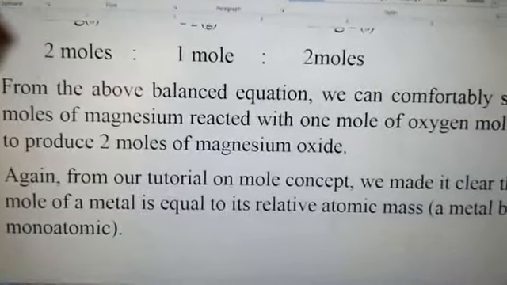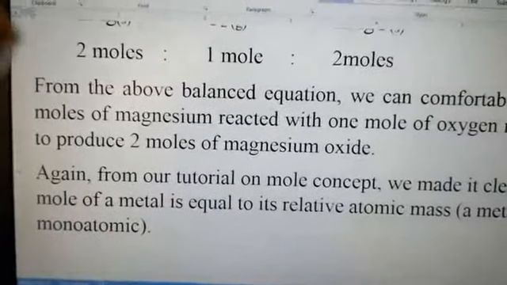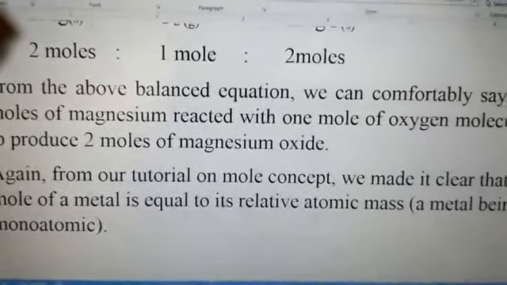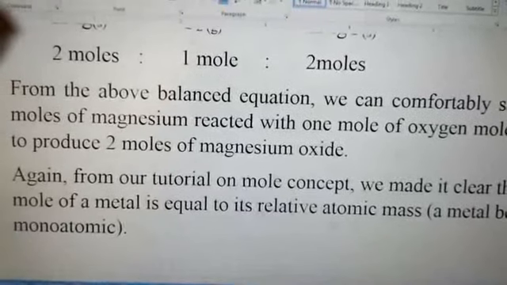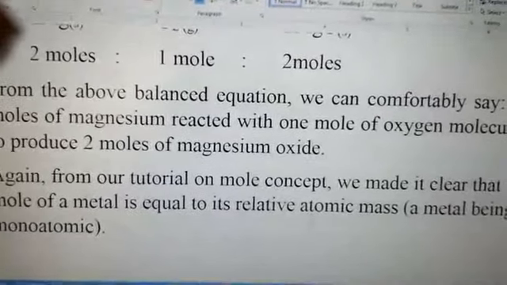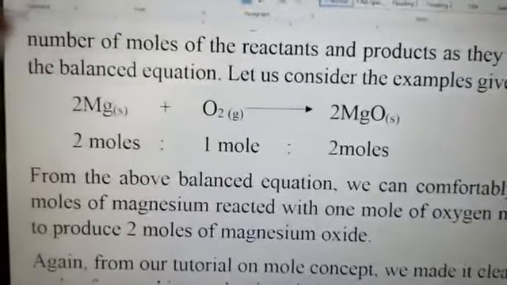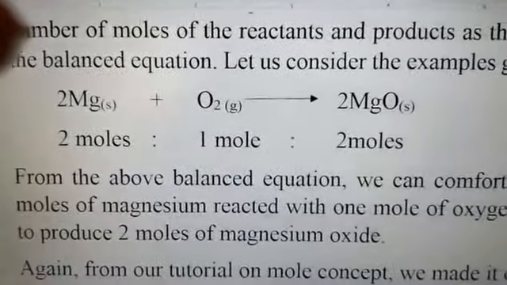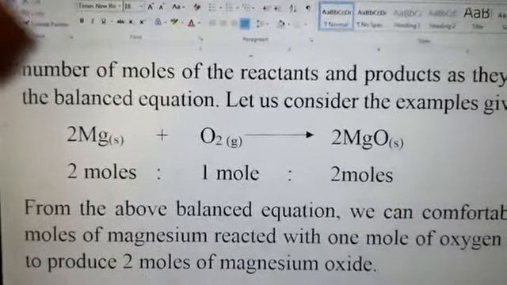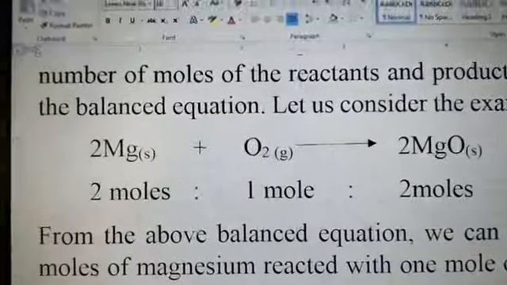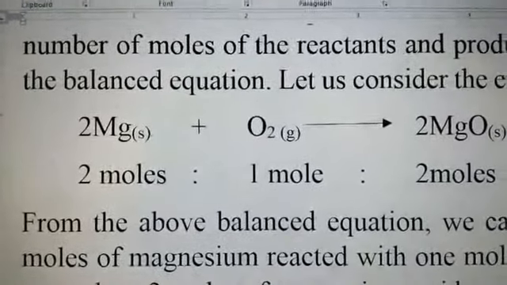Again, from our tutorial on mole concept, we made it clear that 1 mole of a metal is equal to its relative atomic mass. Yes, 1 mole of a metal corresponds to its relative atomic mass because a metal is monatomic. For instance, look at that equation. Magnesium is a metal, so it's written Mg. It's not written as Mg2, unlike oxygen, which is O2. So metals are written as monatomic elements.